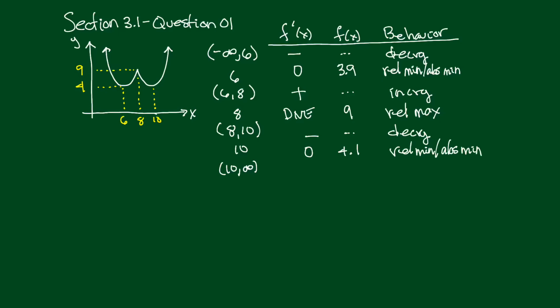And then finally, what happens out here in this interval from 10 to infinity? Well, it looks like the function's always increasing, so the derivative is going to be positive, no particular value, and we get an increasing function.